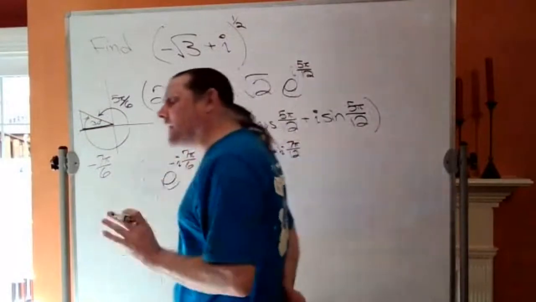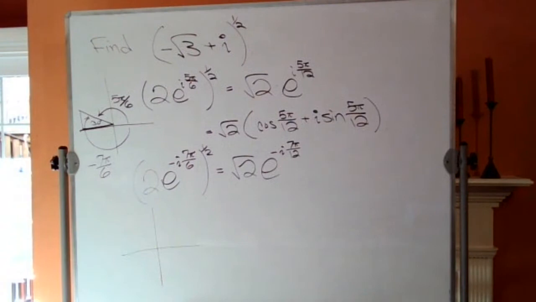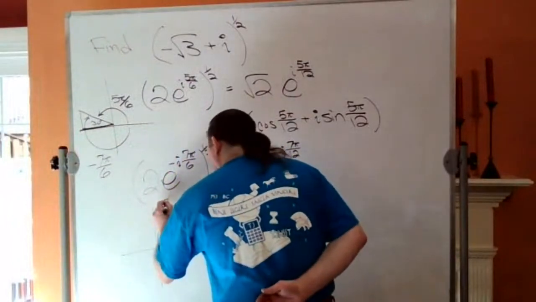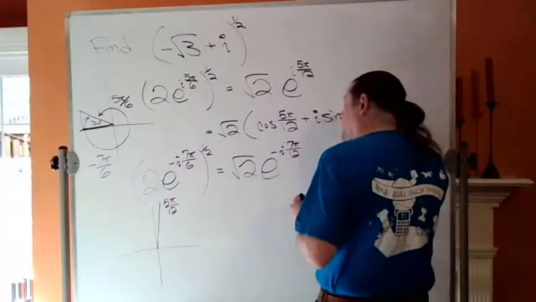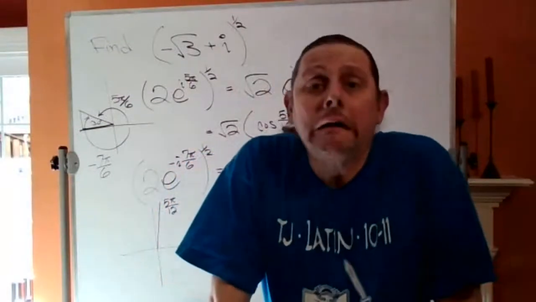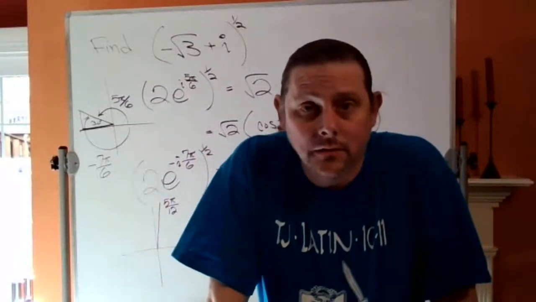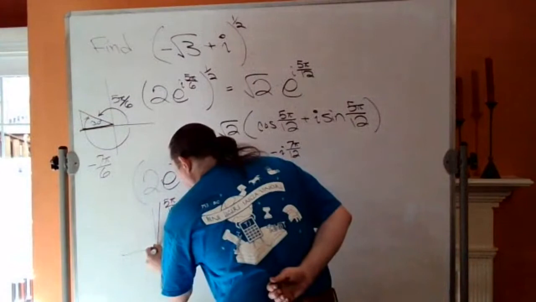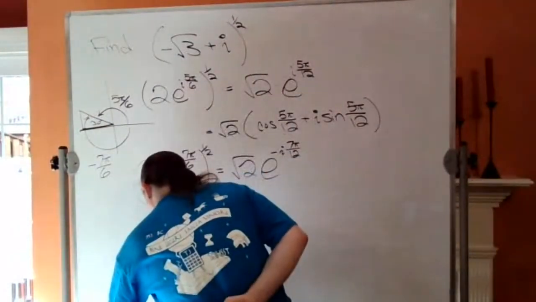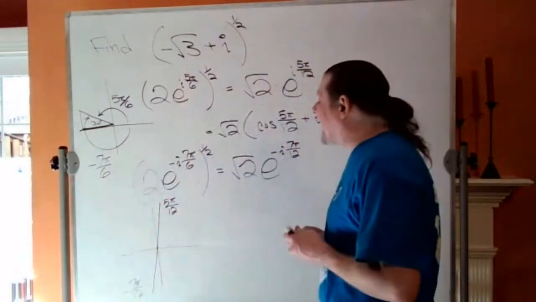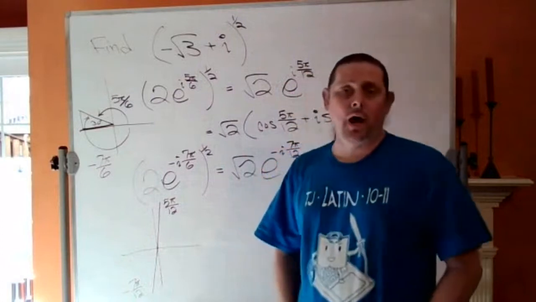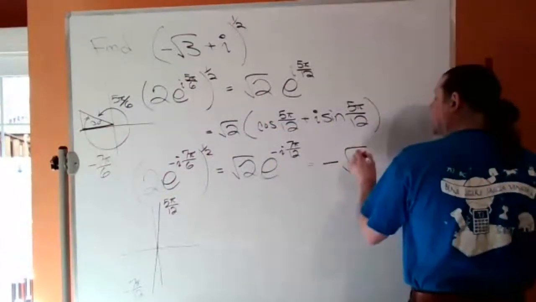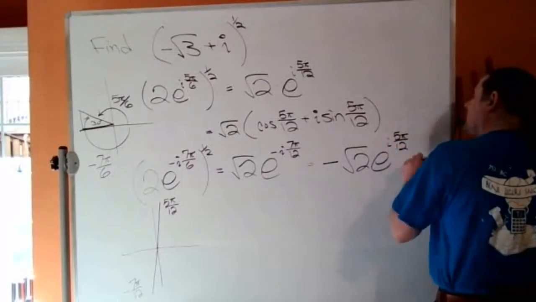5 pi over 12 is a little bit less than pi over 2, so 5 pi over 12 is maybe here. Negative 7 pi over 12 is negative, so I've got to go clockwise from the positive real axis. And 7 pi over 12 is a little bit bigger than pi over 2, so it's going to be down here. In fact, it's going to be exactly opposite 5 pi over 12. All right? And that means that this is exactly the negative of this.